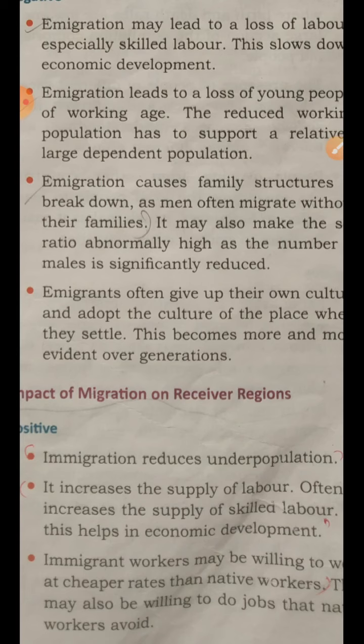Immigrant workers may be willing to work at cheaper rates than the native workers. They may also be willing to do jobs that native workers avoid. So what we can understand from this point is that the people who are living in the country, like the citizens of Australia, will not work at cheaper rates like laborers. But if we call people from other countries like African countries or some of the Asian countries, Philippines or India even, or Pakistan or Bangladesh, their people are ready to work at cheaper rates, and that's how the country's factories will get benefits and it will develop faster.